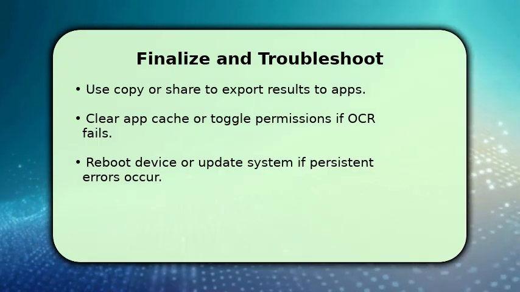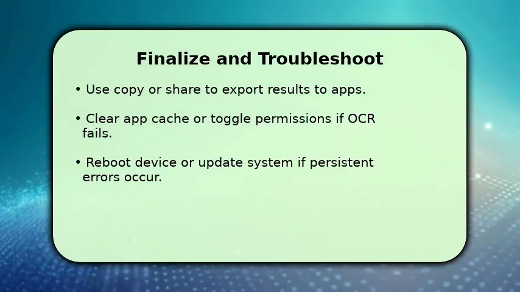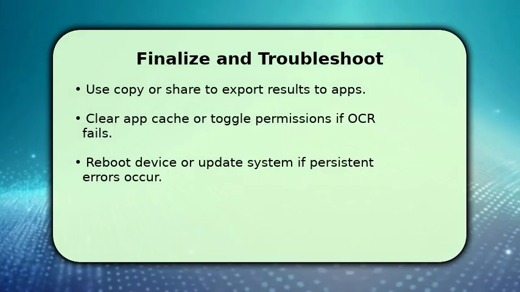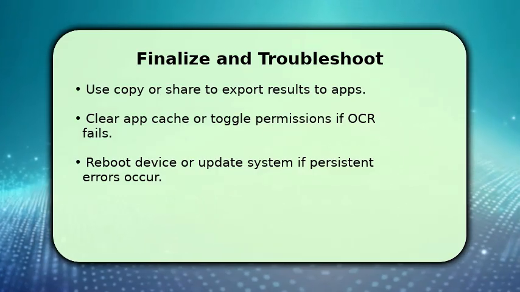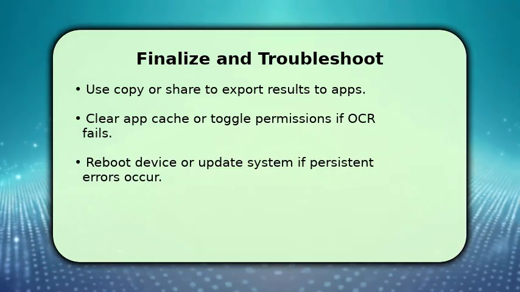If circle search stops working, first toggle permissions off and on, then clear the Smart Assistants cache. If problems persist, reboot the phone and check for system updates to the Color OS build. These steps resolve most issues and get you back to fast, reliable searches quickly.